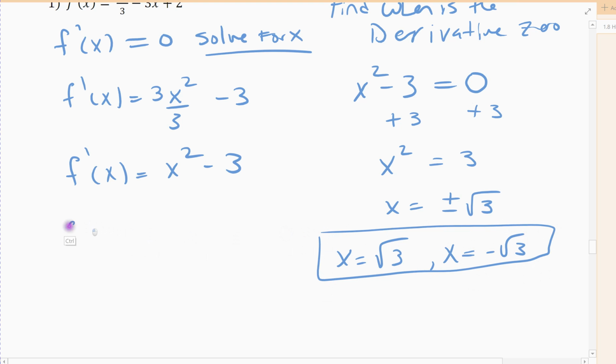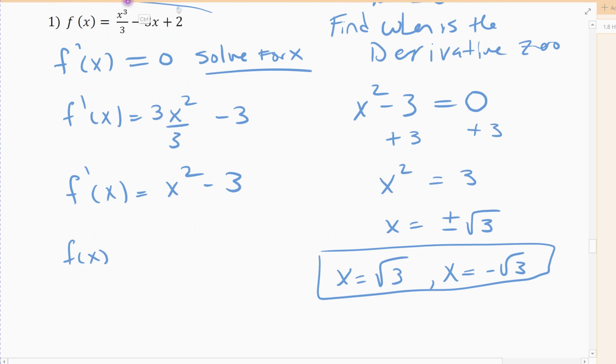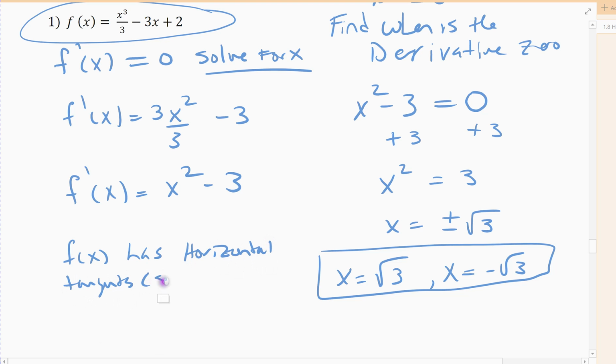So this function, f of x, my original function up here, has stopping points. All right, has horizontal tangents. Again, slope is 0 at 2 moments. At x equals positive square root of 3, and again at negative square root of 3. So there's 2 places on this function where it is neither increasing nor decreasing. That's what that means. It's neither moving up nor moving down. It's come to a stop at that time. So at those 2 moments, it's stopped, and that's important to find.